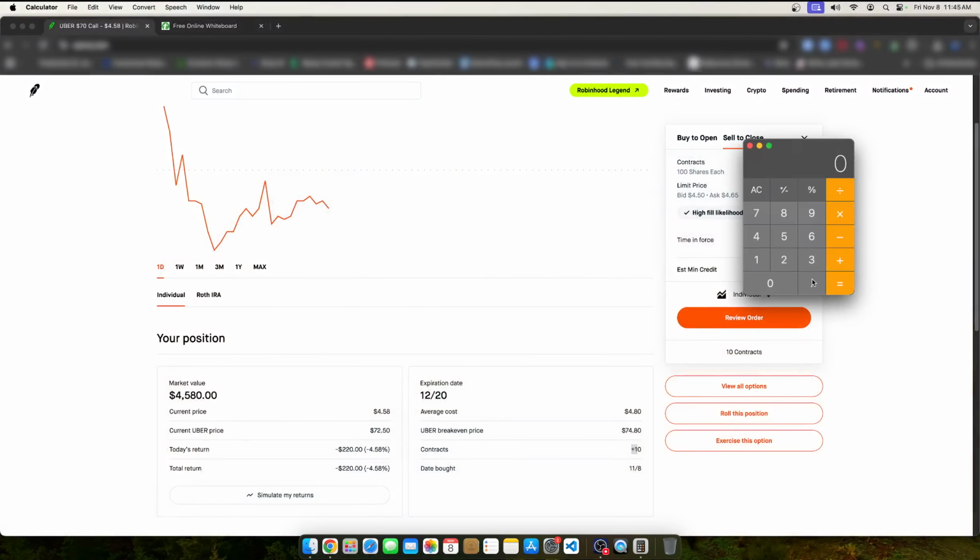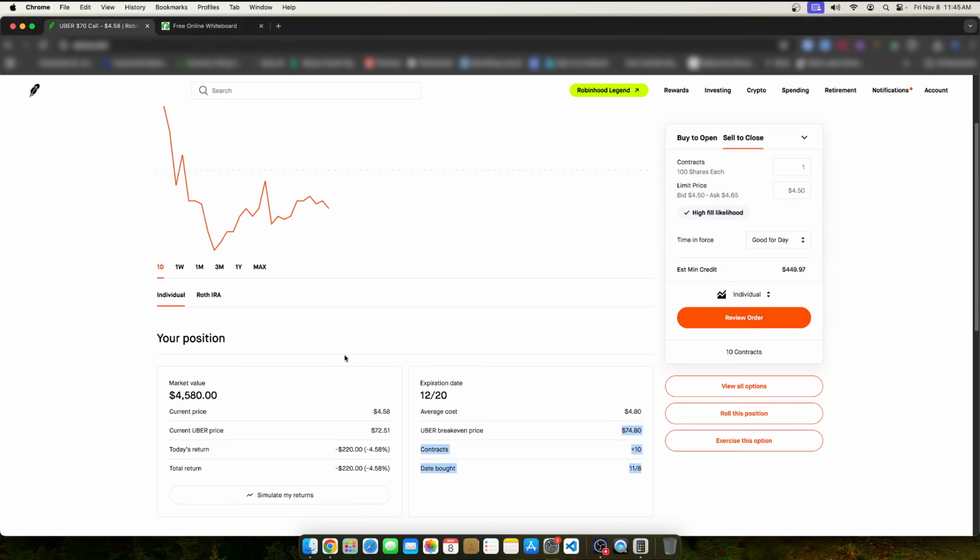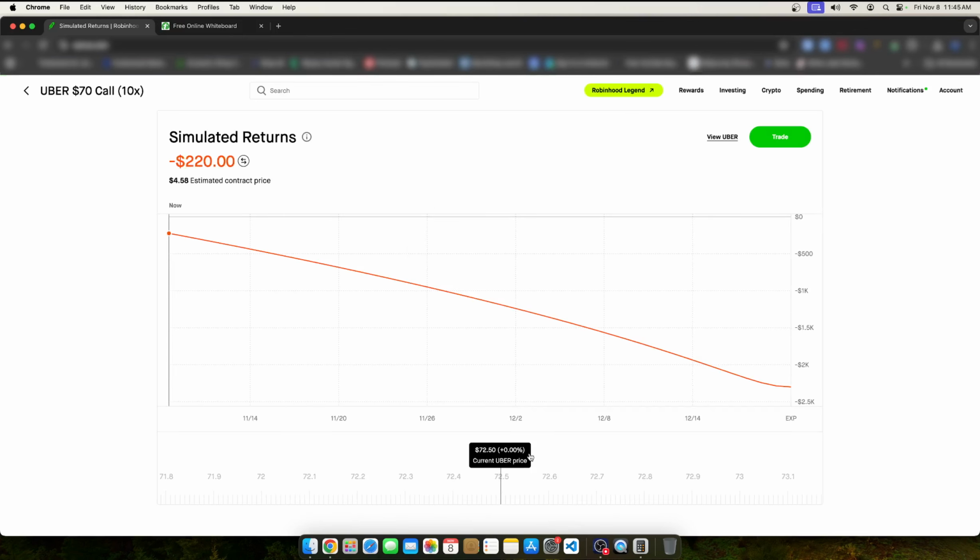Let's go ahead and figure that out. I'm not good at decimals here. It's 0.01, not 0.1, but 0.01 times 1,000, which would be right here, $10. So I'd make $10 in profit if it goes a penny past 74.80. Okay, and what I could do is simulate my returns, and Robinhood is nice at this as well.